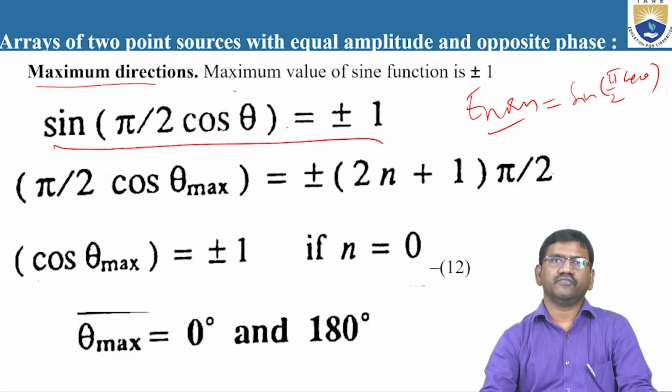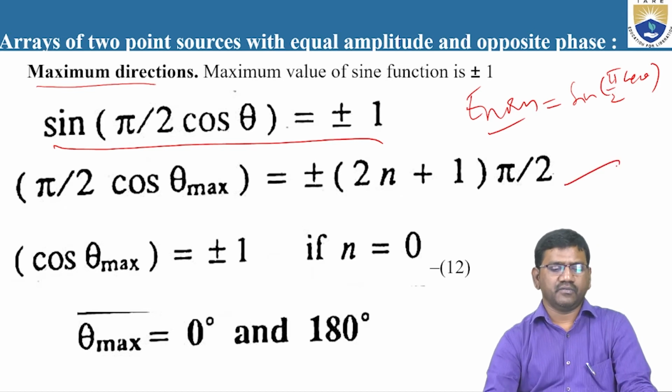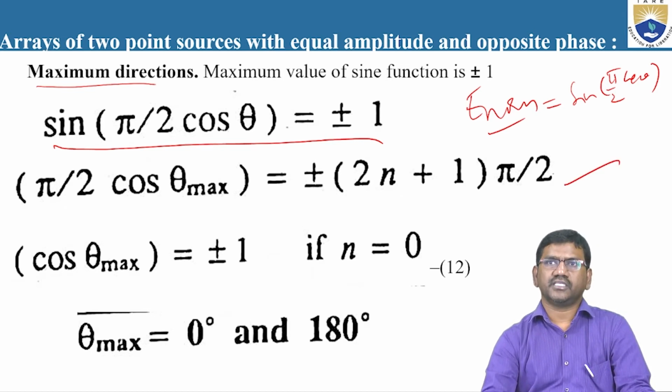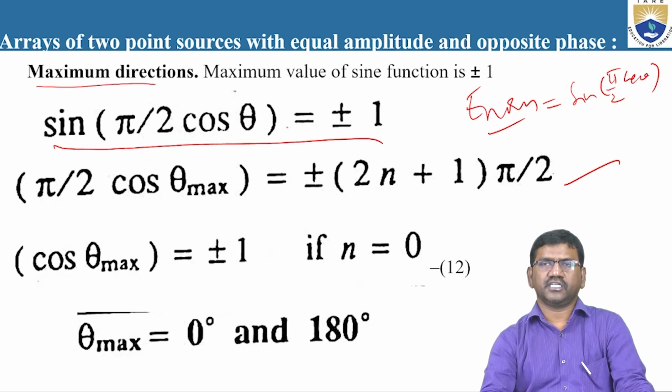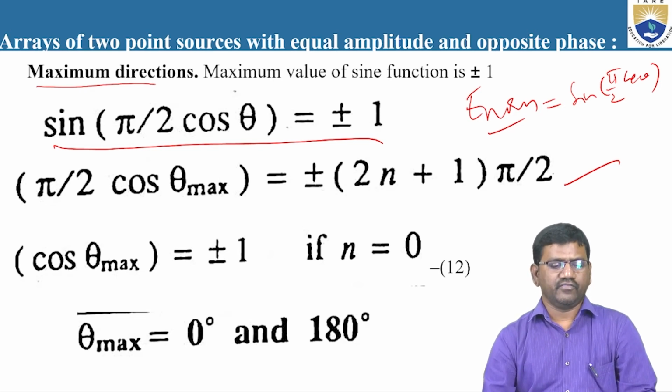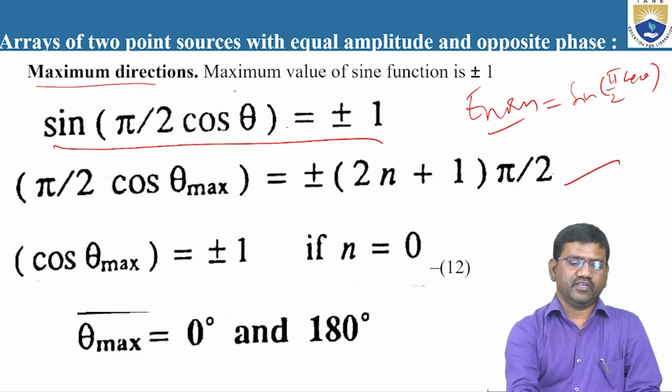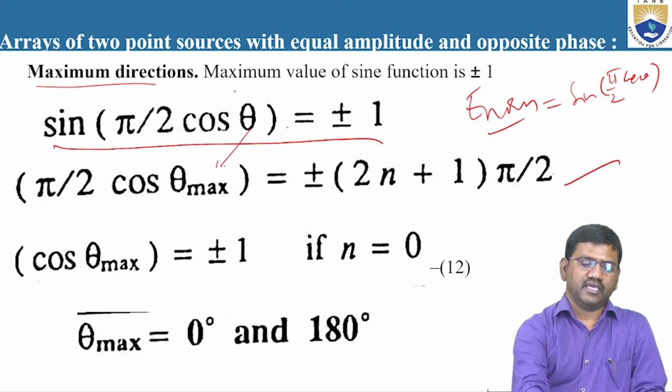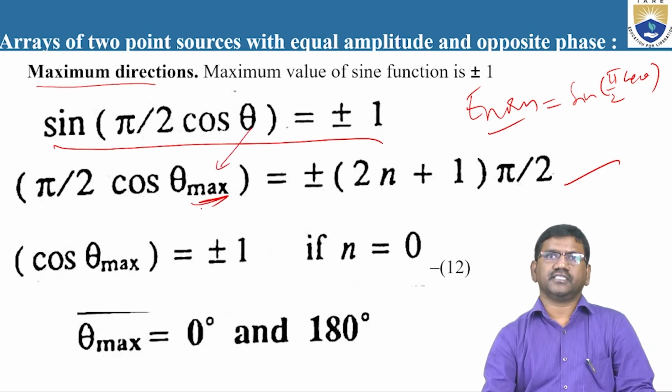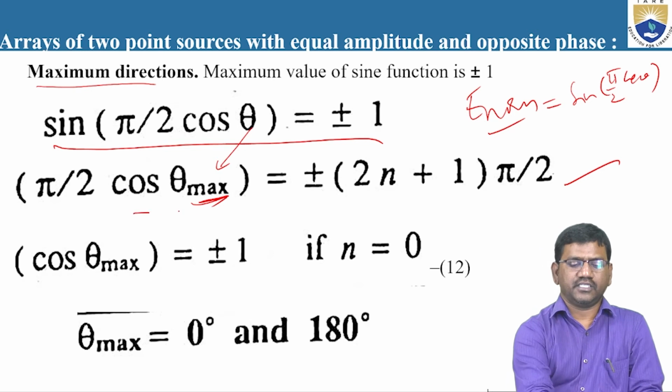If we find the trigonometric solution, you will get pi by 2 cos theta max is equal to plus or minus 2n plus 1 into pi by 2. So this is the trigonometric solution given for the sine function. Here we are going to find the value of theta max, hence we have indicated the suffix as max here. We are going to find the maximum direction, hence we have modified cos theta as cos theta max.